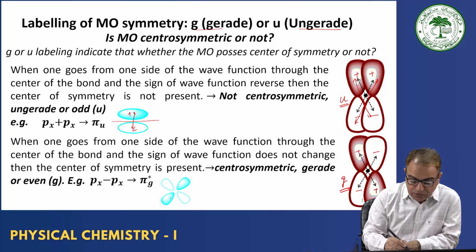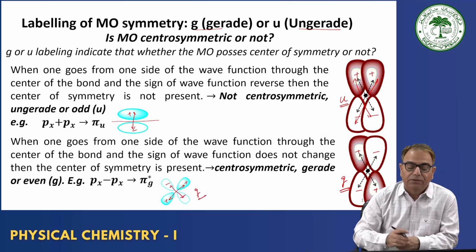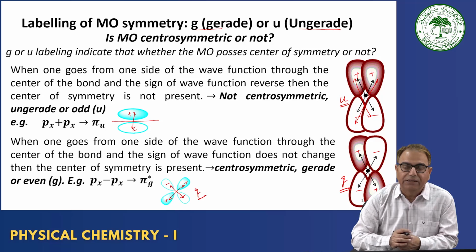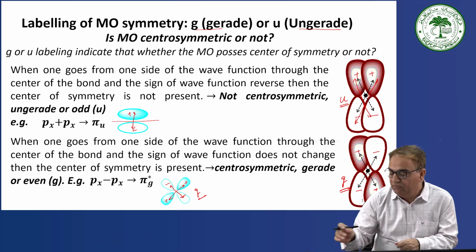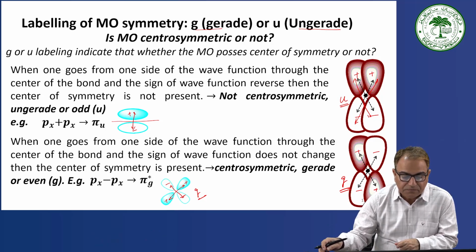Now look at this one. This is positive, positive, positive, positive. This is negative, negative. So the symbol will be g. That's another designation: sigma g, sigma u. That's the labeling of molecular orbitals based on the symmetry, gerade and ungerade.